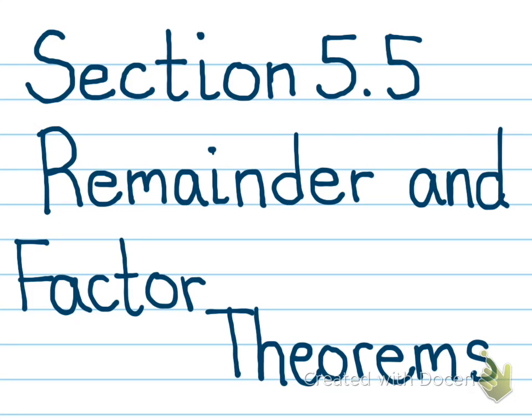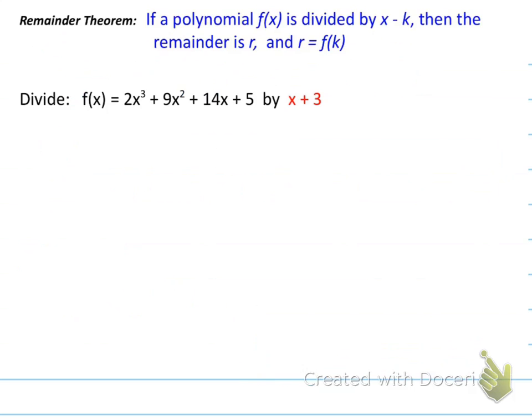Section 5.5, the remainder and factor theorems. So the remainder theorem states that if a polynomial f of x is divided by the binomial x minus k, then the remainder r is the same as the result that we would get if we did f of k. And so let's show what this means.